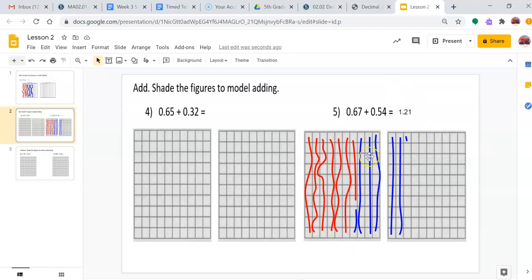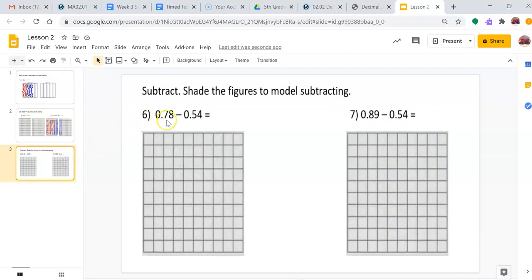When you color in an entire grid, it's 1. If I colored in 2 whole grids, it would be 2, okay? However many entire grids you fill in is how many wholes you have, whole numbers, I should say.